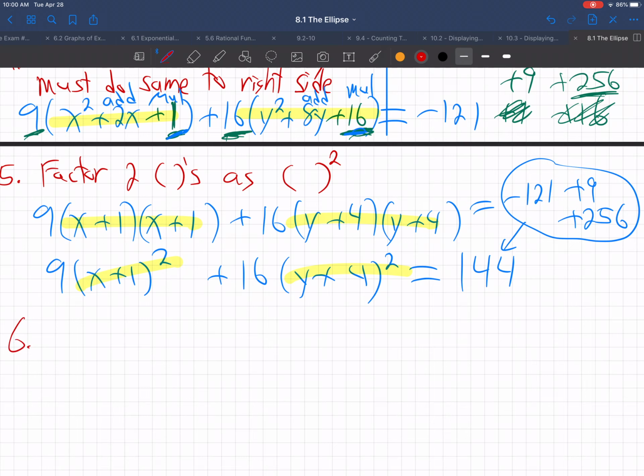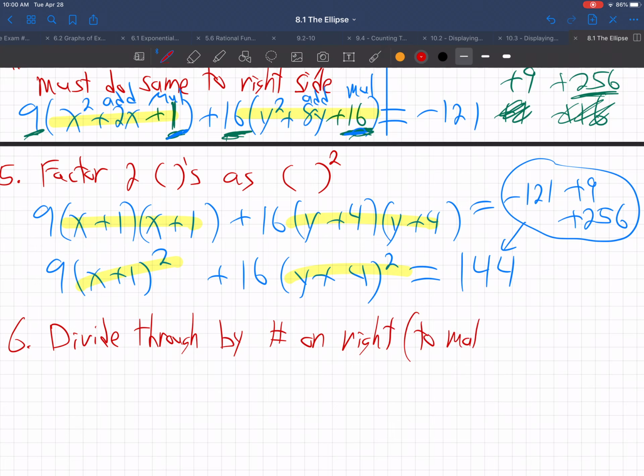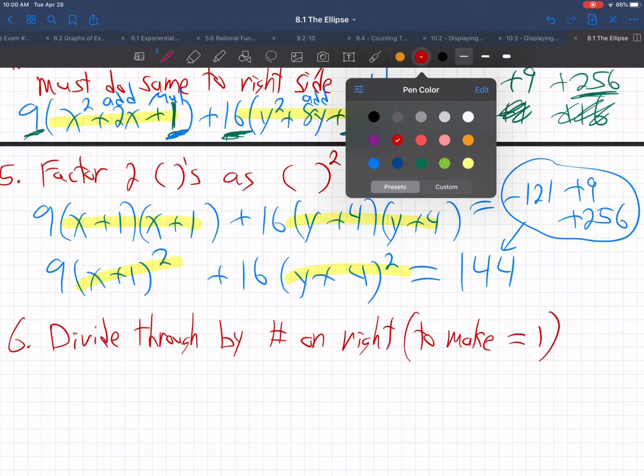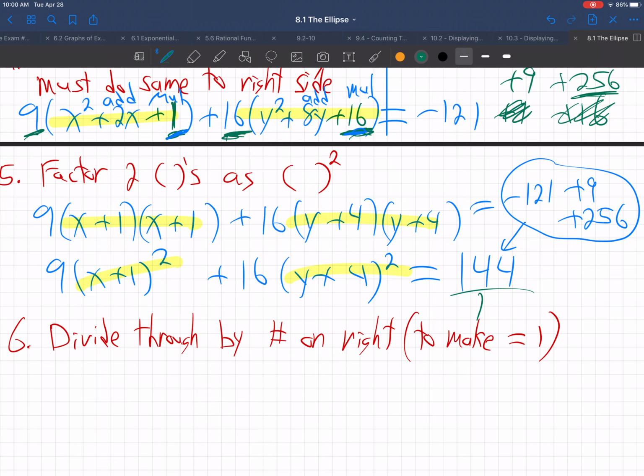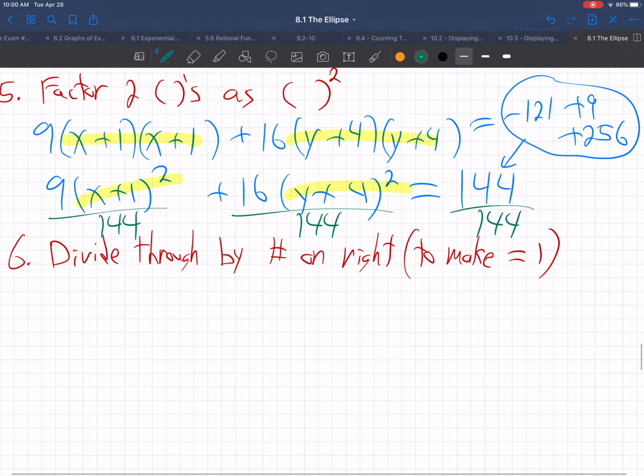Last step, number 6. Divide through by the number on the right to make it equal 1. Remember, we always have to get a 1 on the right side of the equation. So let's divide through by 144.